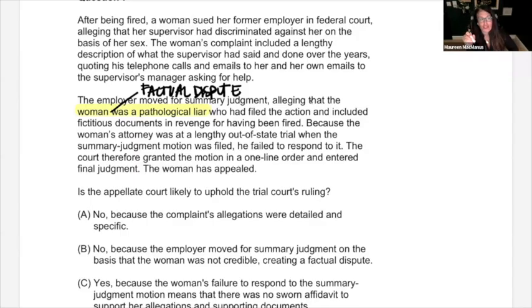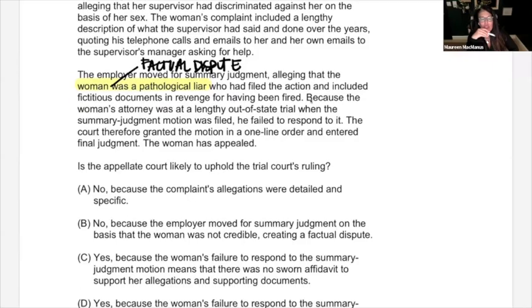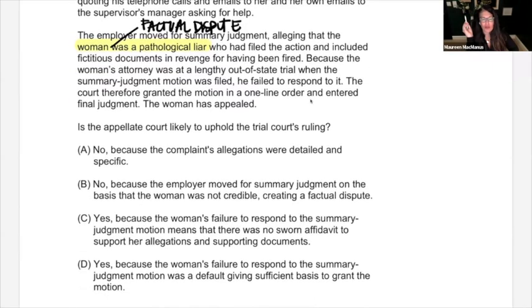So this is hinting at another issue. In certain other instances, the court has to give conclusions of fact and findings of law, but this is okay for a one-line order. The court entered the final judgment. The woman has appealed. So is the appellate court likely to uphold the trial court's ruling? You know, I put this in appeals just because I wanted to be able to talk about appeals a little bit, and it does get at motions also. But I would say it's more of an MSJ question, but that's okay.